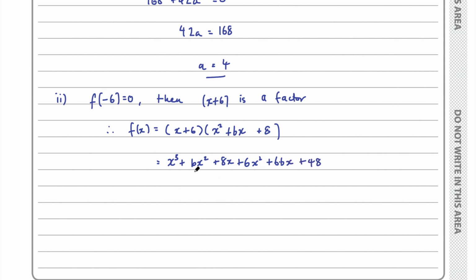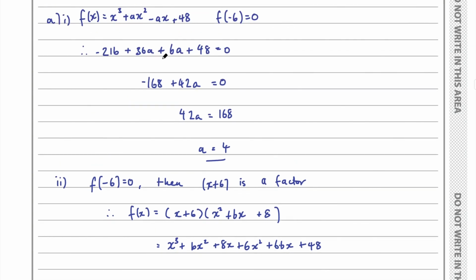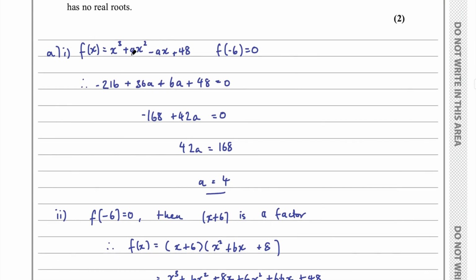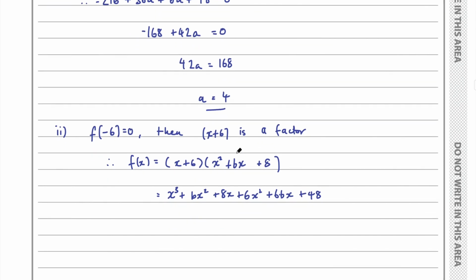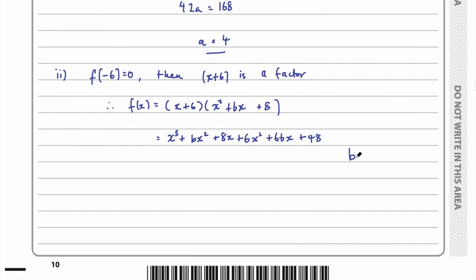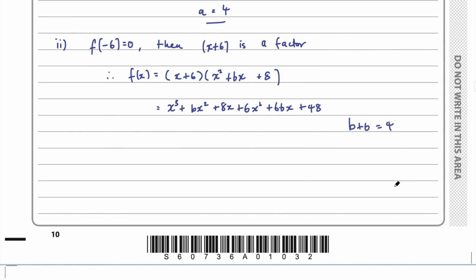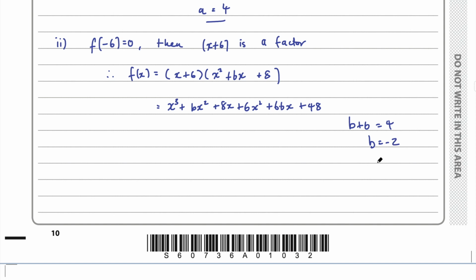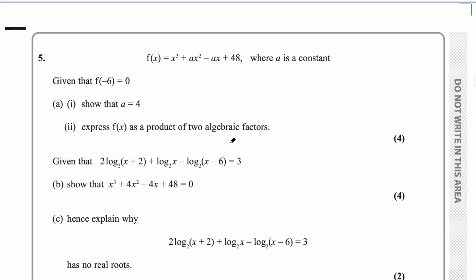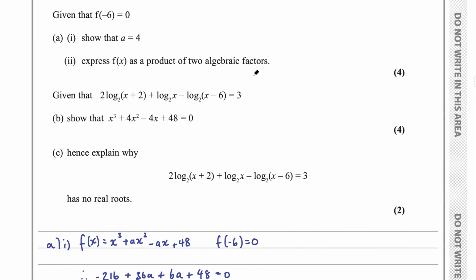Now you could use the x squared terms here. So the x squared term in our original expression is a, and a was 4. So they need to add to 4. So b plus 6 needs to equal 4. So then therefore b must equal -2. Okay, so this is going to equal x plus 6 multiplied by x squared take 2x. Main issue there was finding that middle term in that quadratic. Okay, so we get x plus 6 multiplied by x squared take 2x plus 8. So we have expressed f of x as a product of two algebraic factors.